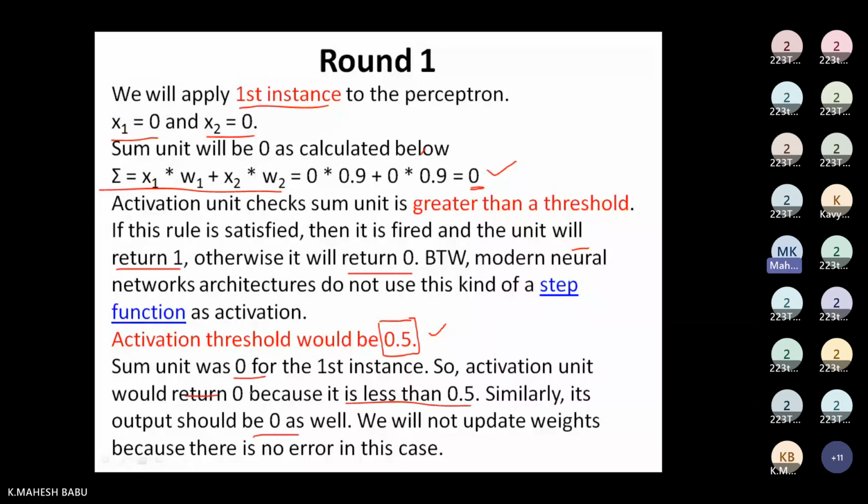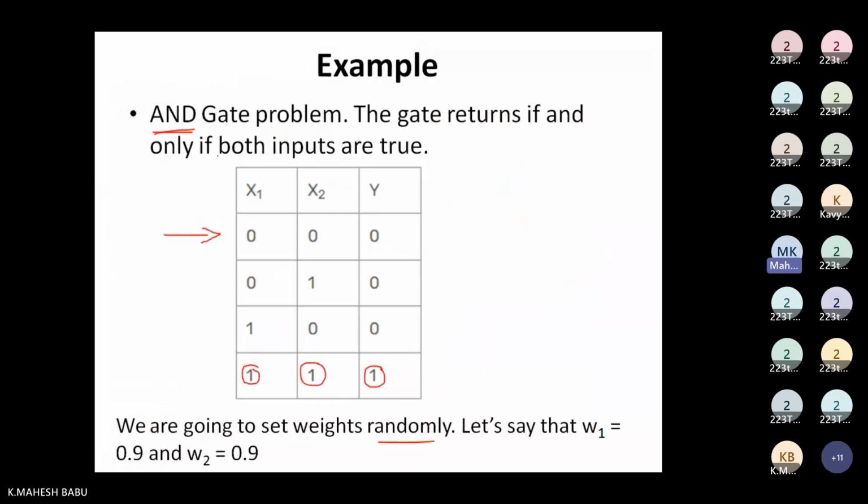Why? Because for inputs 1 and 0 and 0, the output should be 0, which is what I am getting here. The sum value is 0, which is lesser than the threshold value generated by the activation function. If it is lesser, you just show 0 on the screen. If it is more than the threshold value, then you return 1. That is the condition here.